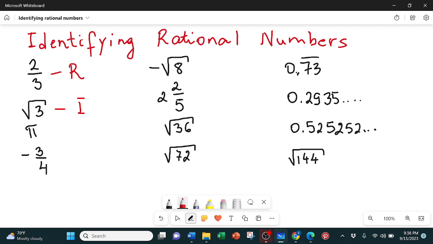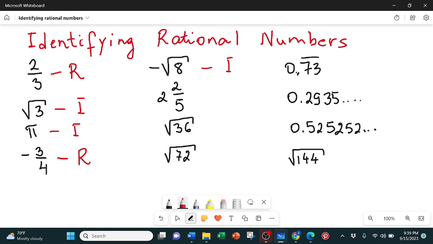The next example is pi. Pi is an irrational number. Why? Because we say it's 3.14, but then it will continue. And the digits that will continue for pi are non-repeating and non-ending. It's a number that never ends, so this is an irrational number. The next example is -3/4. That's a rational number. It's written as a ratio. As simple as that. Then we have negative radical of 8. 8 is not a perfect square, so this is an irrational number.